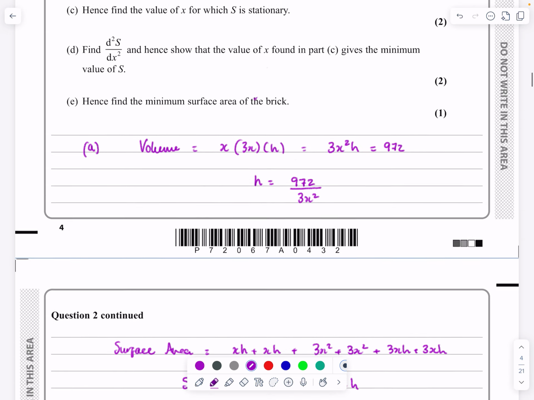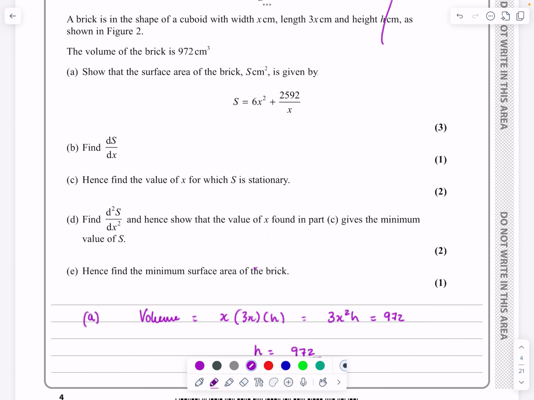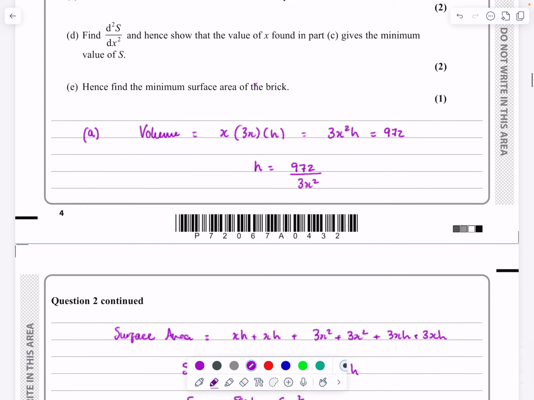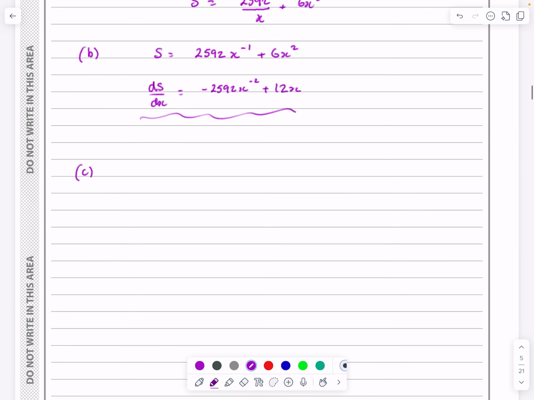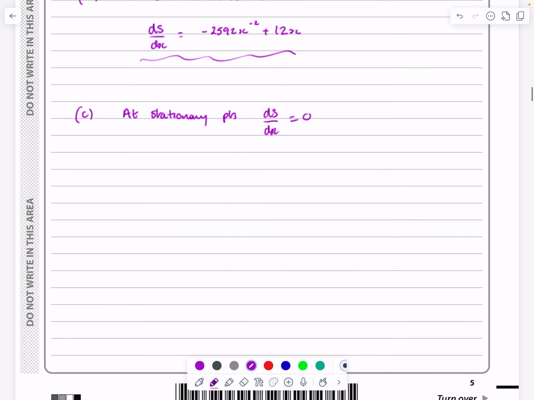What did they then ask me? They then said, can we find value of x for which s is stationary? So at stationary points, ds by dx is equal to 0. So let's tell the examiner that I know that. At stationary points, ds by dx equals 0. So that means that this function is going to be equal to 0.